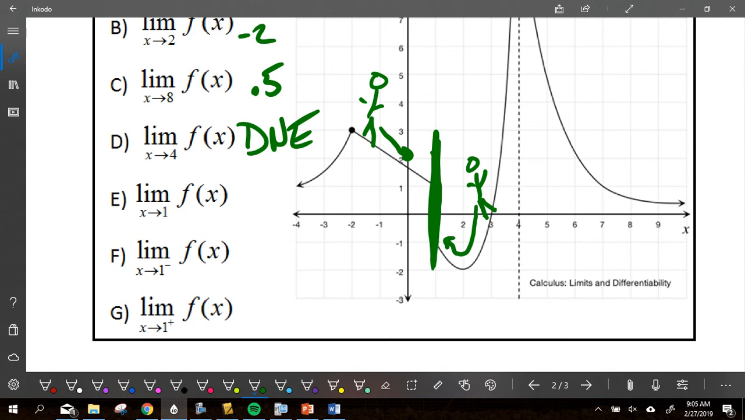They're not approaching the same value. The left-hand side is getting closer to 1. The right-hand side is getting closer to -1. They are not aiming towards the same number. If they're not approaching the same value, the limit does not exist.